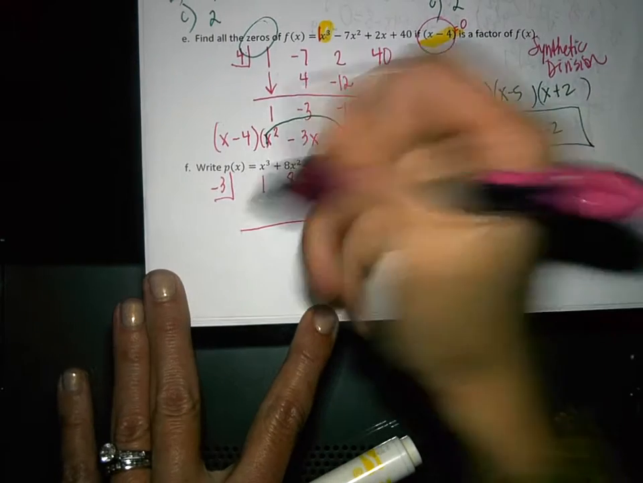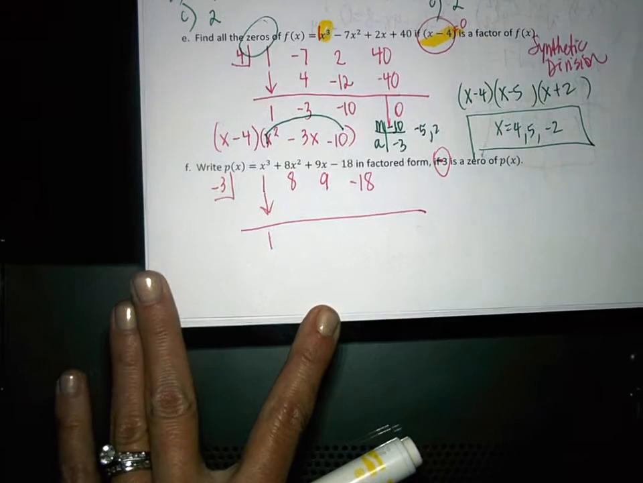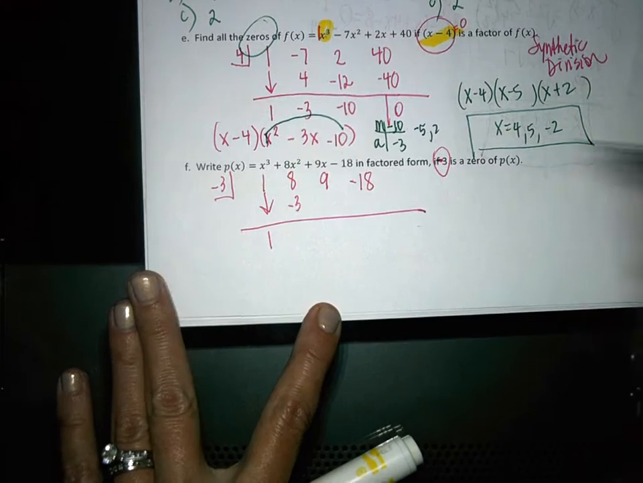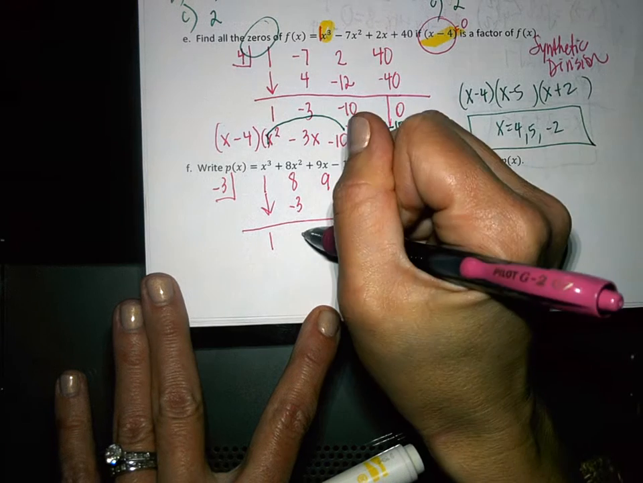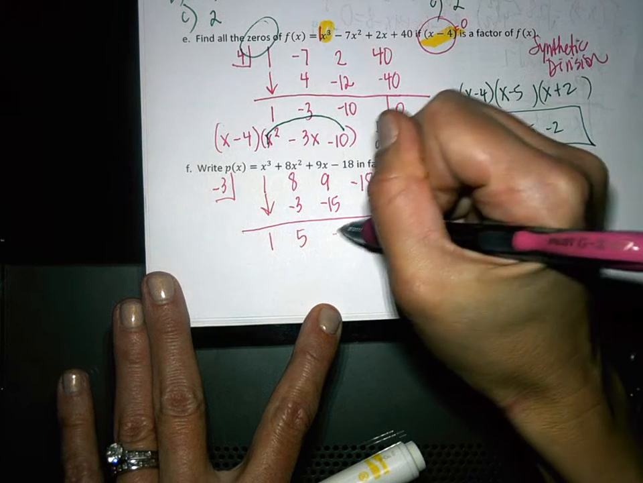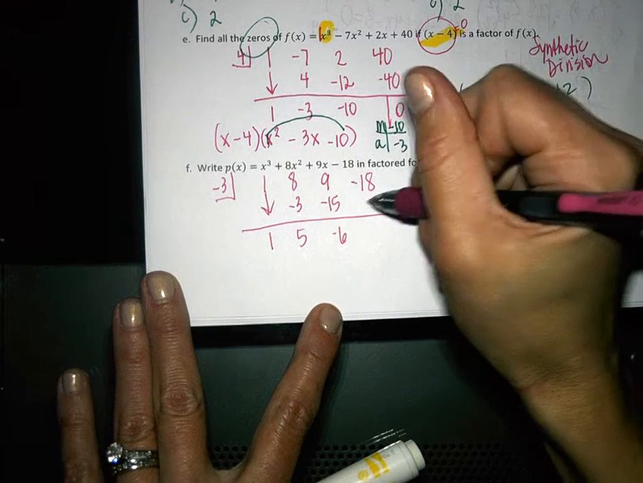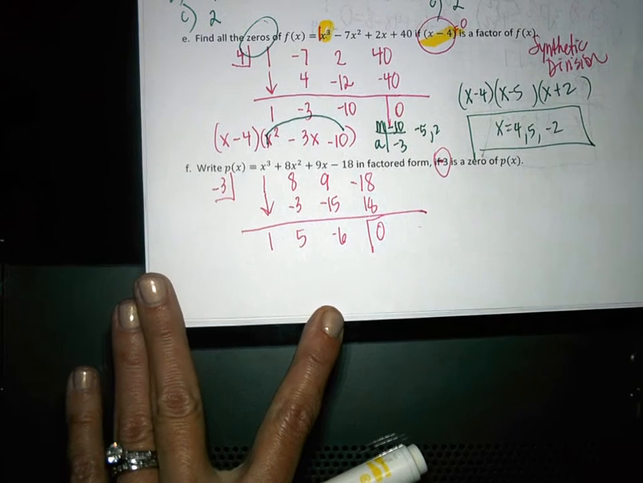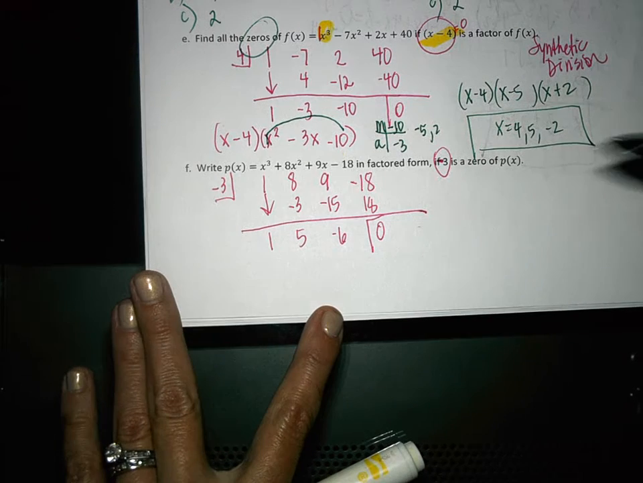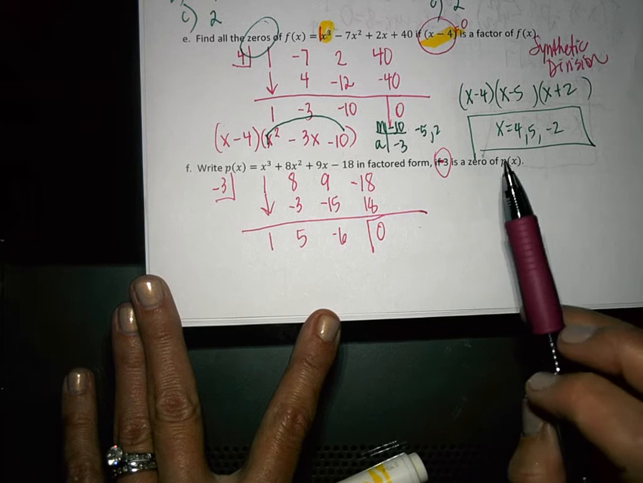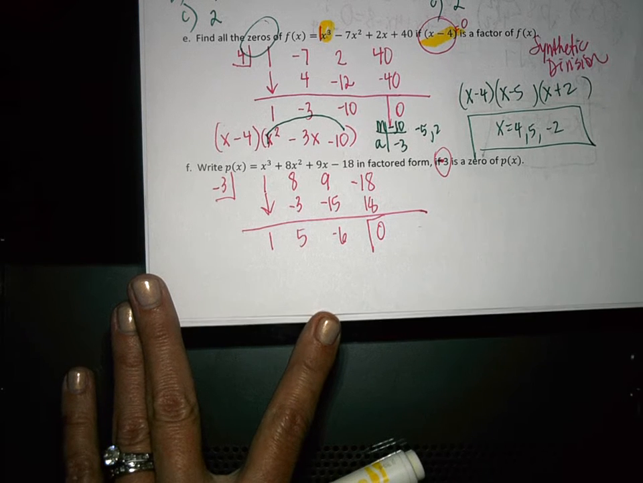Okay, we go through, we bring down the 1, and then we get negative 3, and that becomes 5, and then we multiply, and that becomes negative 15, and then we add down, and we get negative 6, and then we multiply, and we get 18, and my remainder is 0. If they're telling you something's a factor or something's a 0 and you don't get a 0 here, you made an error. I know I did.